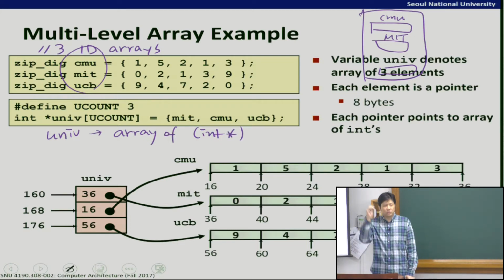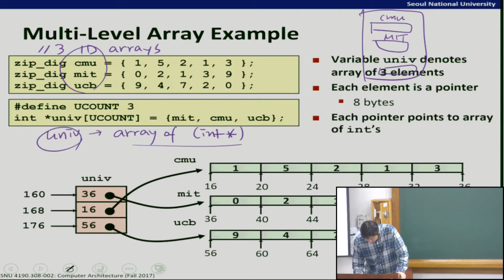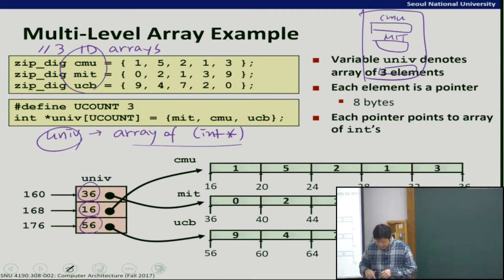right? So each element stores a pointer to an array. And we have three elements. This univ is an array of integer pointers. It has 3 elements. So there are 3 pointers, like this one, this one. And these 3 pointers point to the 3 arrays we declared in the previous pane. So the first one is MIT. It points to the MIT array, and the second one points to the CMU array, and the last one points to the UCB array, like this.